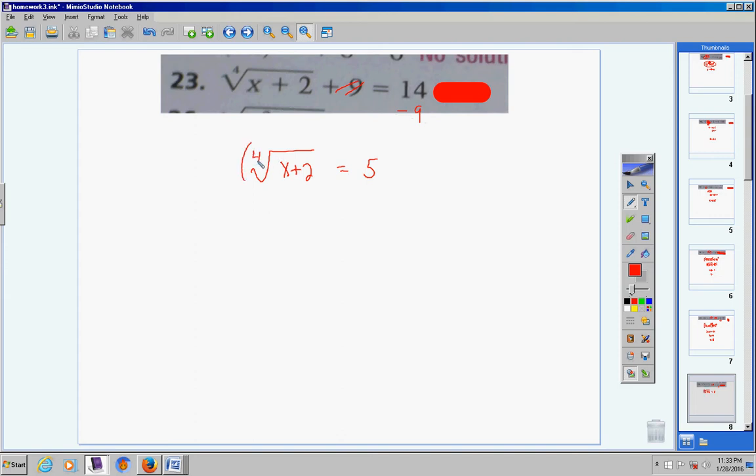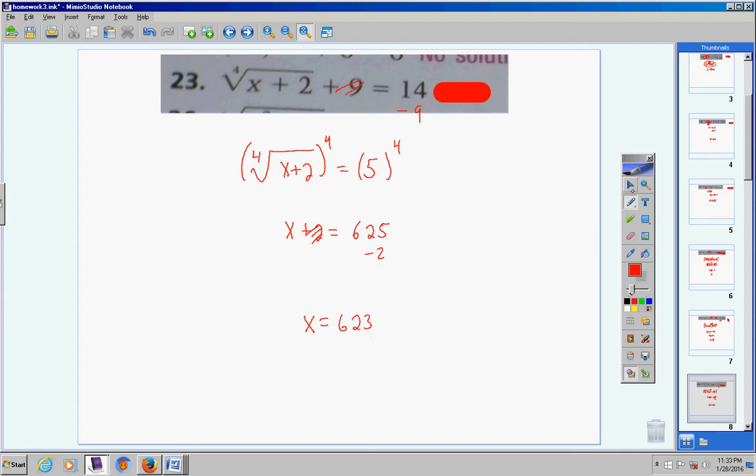So we have an index of 4. We're going to raise this to the 4th power and raise the right side also to the 4th power. Now, when you take a 4th root to the 4th power, you're left with the radicand. And 5 to the 4th power is 625. Now bring the 2 over and make it a negative 2. And your answer is 623.